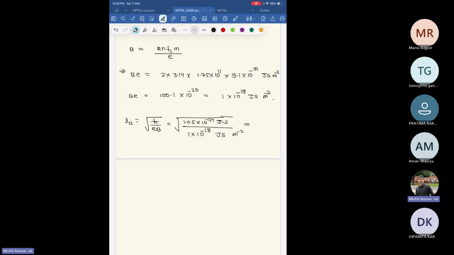So the joule second cancels, and the answer which you get is around 1.02 in 10 power minus 6 or minus 8 meter, which is roughly 10 nanometer approximately. So this is the length scale of the magnetic length.